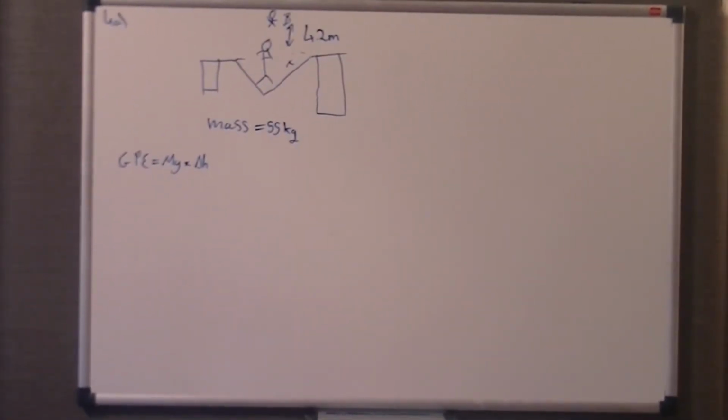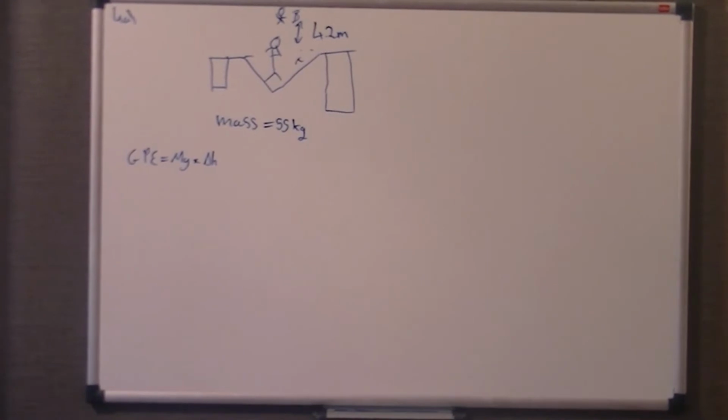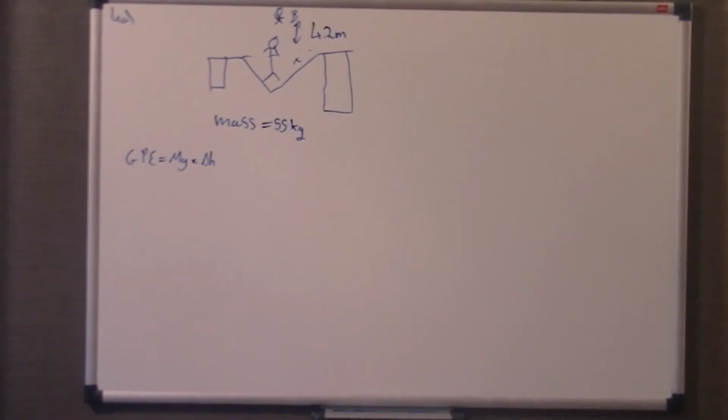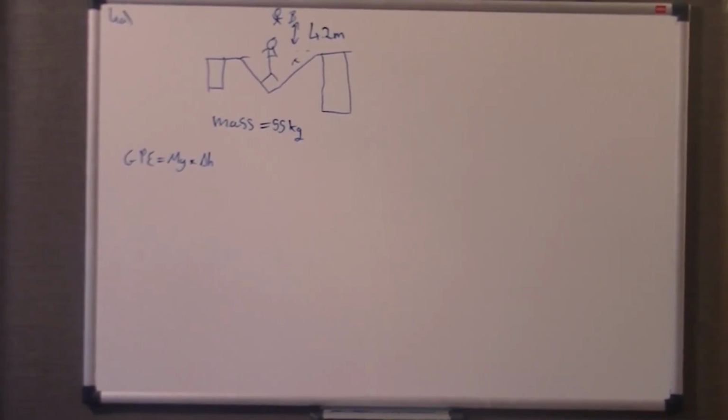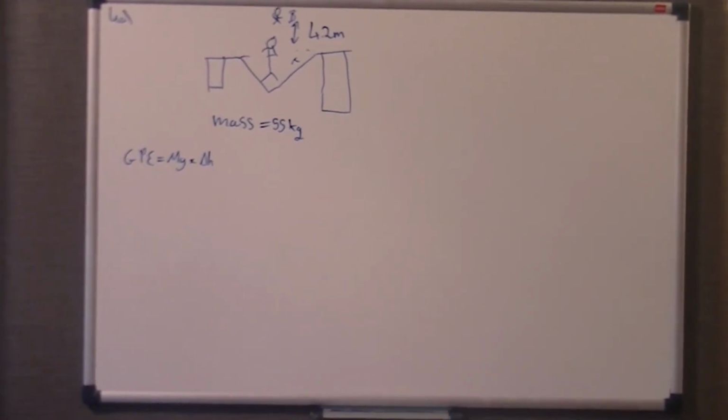So this question says it's a trampoline, not meant to be a very good trampoline, but still. It's asking us to calculate the increase in gravitational potential energy between position A, where she's falling into the trampoline, and position B, the height you can just see at the top of the whiteboard. It says 4.2 meters between A and B.